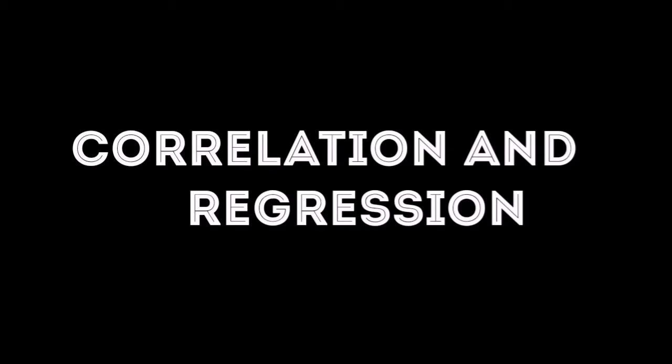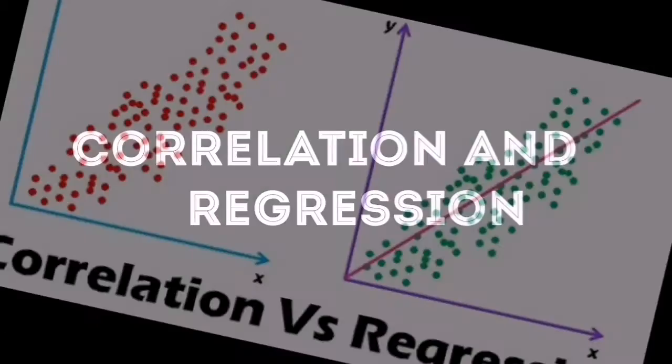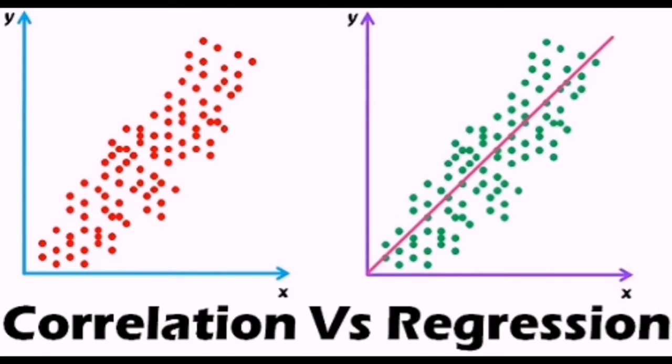Lastly is the correlation and regression. Correlation and regression can be used to denote the association between 2 quantitative variables. Both have similarities and differences. The similarity is that both quantify the strength of the relationship between 2 numeric variables. They differ in that correlation is a single statistic, whereas regression produces an entire equation.